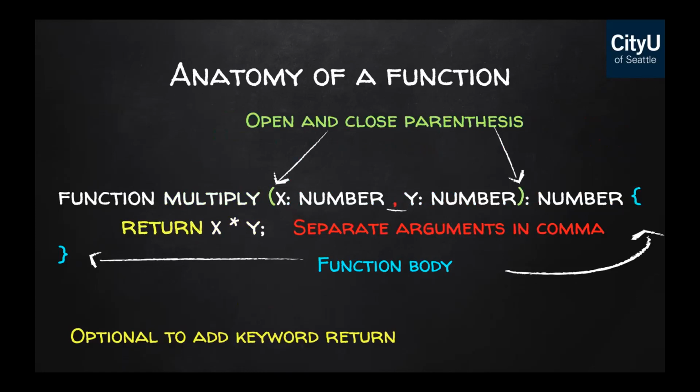Another look at the anatomy of a function. Those in the open parentheses after the function name are the parameters. They should be separated with commas. The function body is in the braces, and it's optional to add the keyword return. Meaning, if I have a function and on this line I just say x times y, it would think you want to return x times y, even though you don't have the return keyword. You may opt not to use it, but people still do sometimes, just for readability.